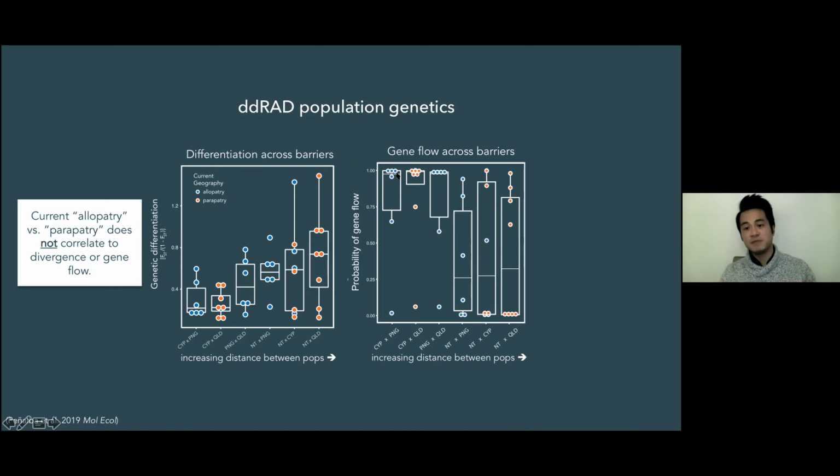So you have most gene flow happening when the populations are at the very top, as opposed to the ones in the bottom. These are more complete, more isolated, and not a lot of gene flow is occurring between these populations. So you see more of a pattern with increasing distance, but you don't really pick up any pattern between the blue and the orange in the allopatry and parapatry. So here I'd argue that the current allopatry and parapatry doesn't really correlate with divergence in gene flow.